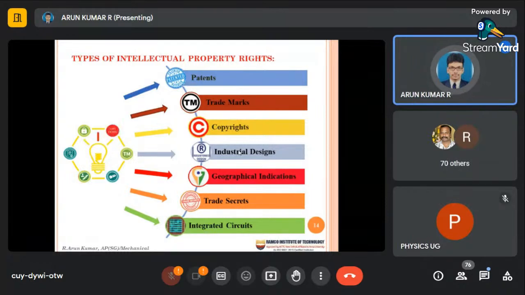So the different types of IPs that are administered in India are patent, trademark, copyright, industrial design, geographical indication, trade secret, and ICs, which is called SICLD, Semiconductor Integrated Circuit Layout Design Registry Protection. And the last one, which I have not mentioned here, is plant variety and farmer's rights protection. Now let us have a better understanding of each type of intellectual property right.